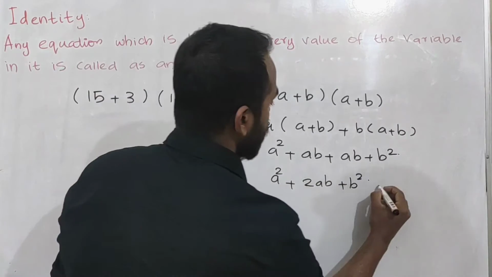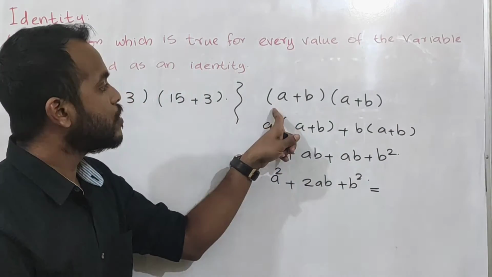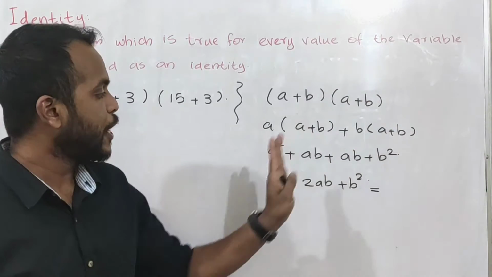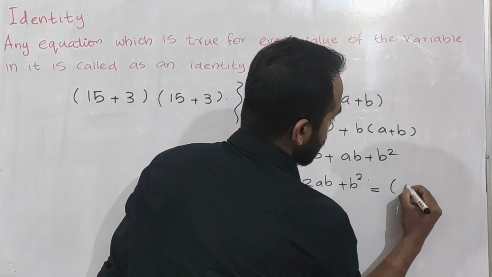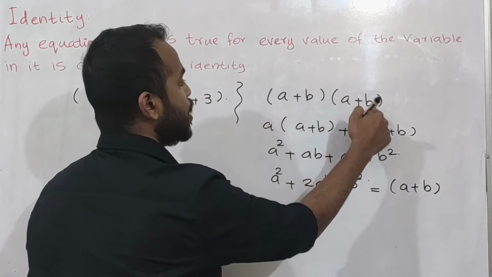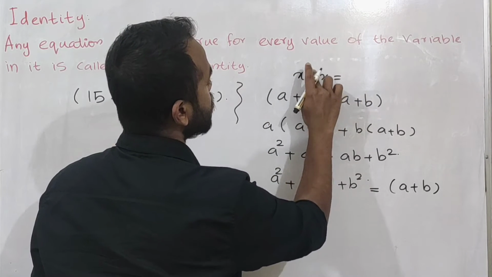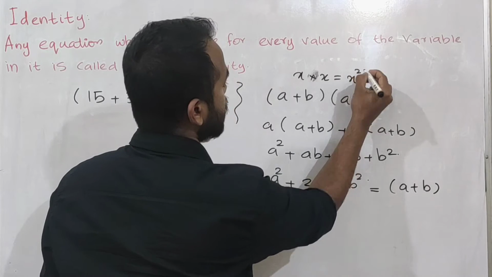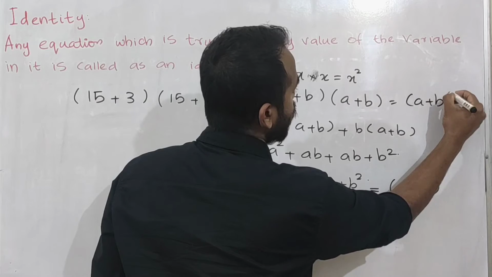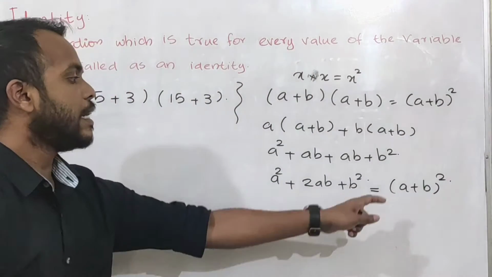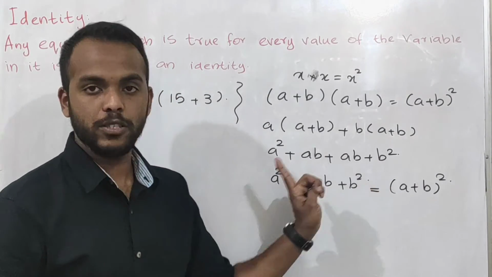So this is actually (a + b) into (a + b). Whenever you find any number to be multiplied as (a + b) into (a + b), you can substitute this formula. What is x into x? x into x is x square, isn't it? The same way, (a + b) into (a + b) is (a + b) the whole square. So we learn a new identity: (a + b) whole square is equal to a square plus 2ab plus b square.